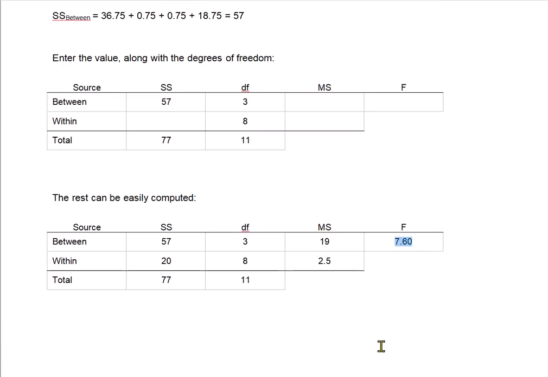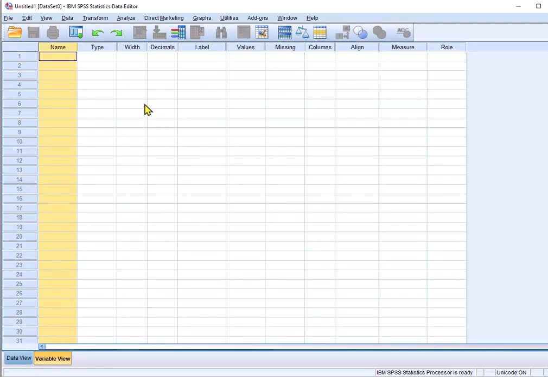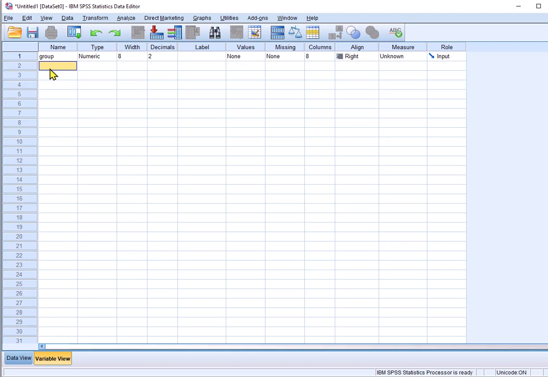So that's that. Let me transition now to SPSS. I've got it booted up. And what we want to do here in order to make sure that we have the right answer, we want to enter the data and see that we got the correct answer. So I'm going to create my variables in variable view. I have 2 variables, the independent variable and the dependent variable. We'll call the independent variable group, and the dependent variable is score. That's how I usually like to set it up.